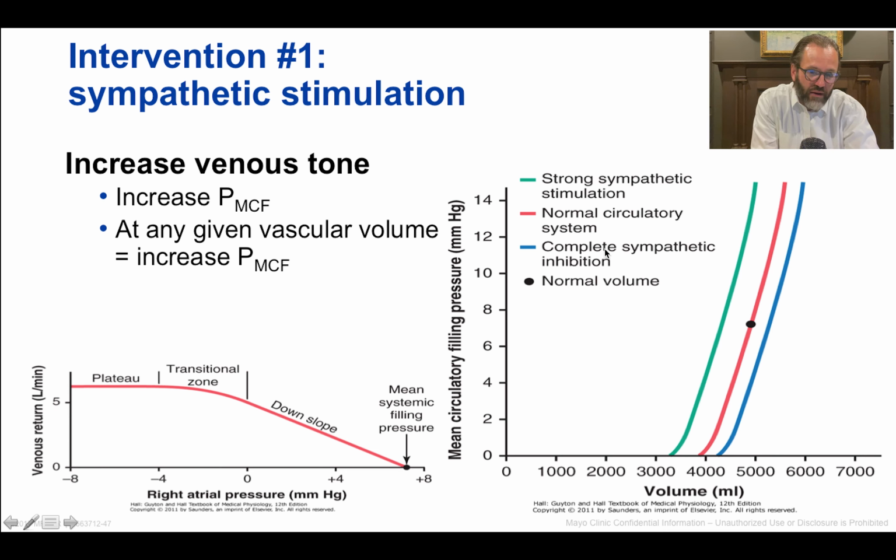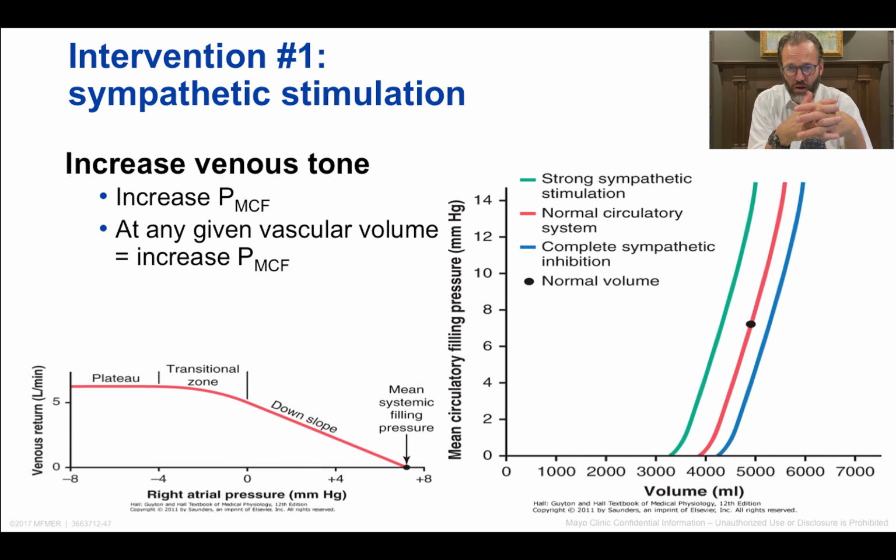The opposite of that being complete sympathetic inhibition. So there are drugs that you can use to do this, to inhibit the sympathetic nervous system, like hexamethonium bromide. And there you can see again that under normal conditions, you're hanging out here. And if you get something that completely inhibits your sympathetic nervous system, you can have a pretty substantial drop in mean circulatory filling pressure.